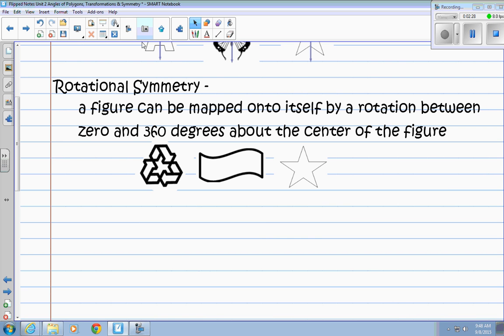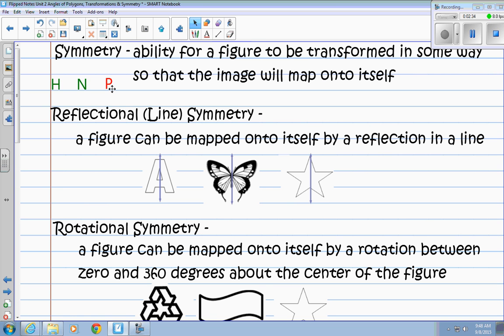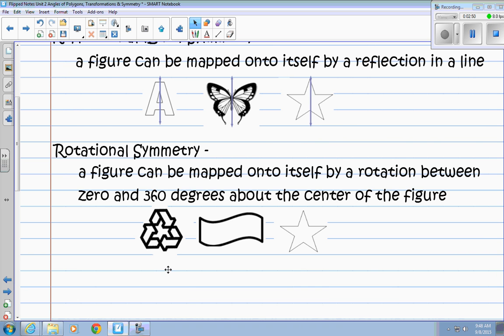Okay, so line symmetry, also known as reflectional symmetry, and then rotational symmetry. So the capital letter N up here actually doesn't have line symmetry. What it has is rotational symmetry. So some figures can have both reflectional and rotational symmetry. Some can just have one, and some figures like the letter P have neither reflectional nor rotational symmetry.